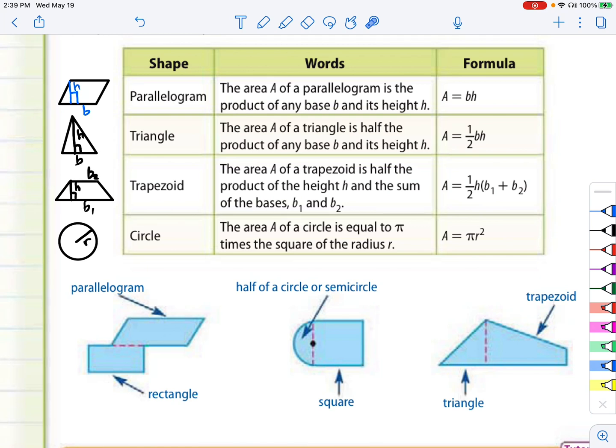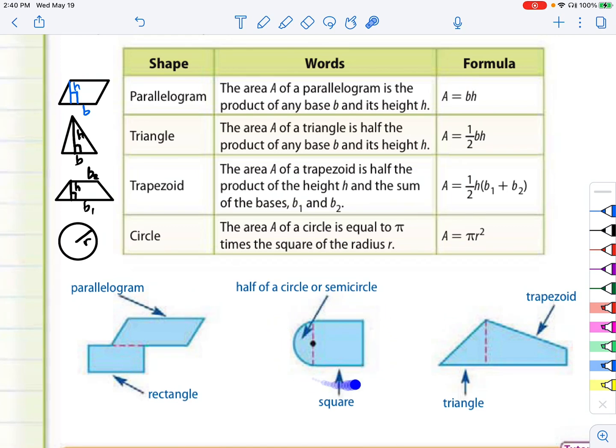Basically, if we're looking to find the area of this composite figure, we are going to use two formulas: the area of a parallelogram and the area of a rectangle, which is basically the same as the area of a parallelogram, because a rectangle is a parallelogram.